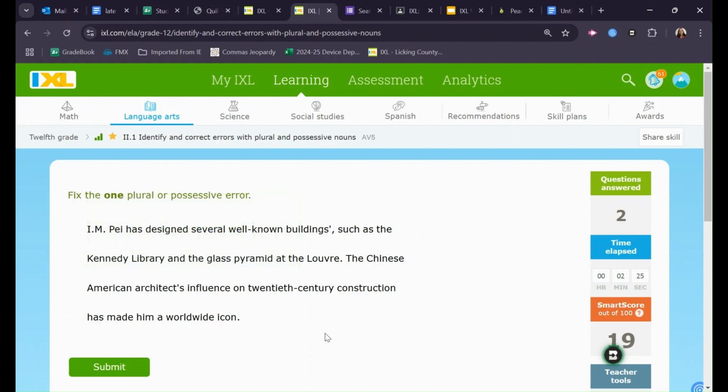I. M. Pei has designed several well-known buildings, such as the Kennedy Library and the Glass Pyramid at the Louvre. All right, well, let's take a look at the word buildings. Is it plural? Yes, definitely plural, right? He's designed several of them. Is it possessive? Nope. The buildings don't possess anything here. It's not like the building's height or the building's magnificent. So this is just a plain old plural word, and all I need to do is just add that S.